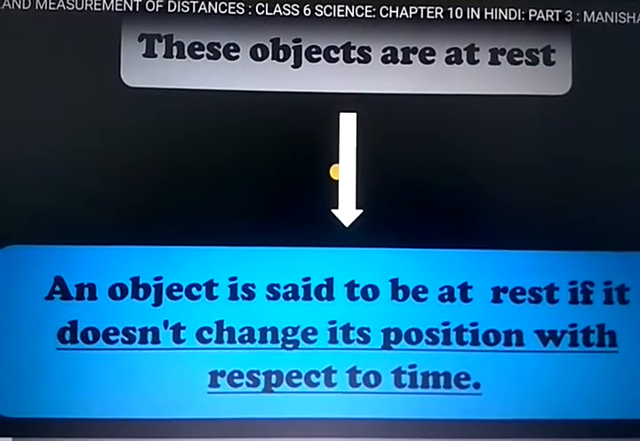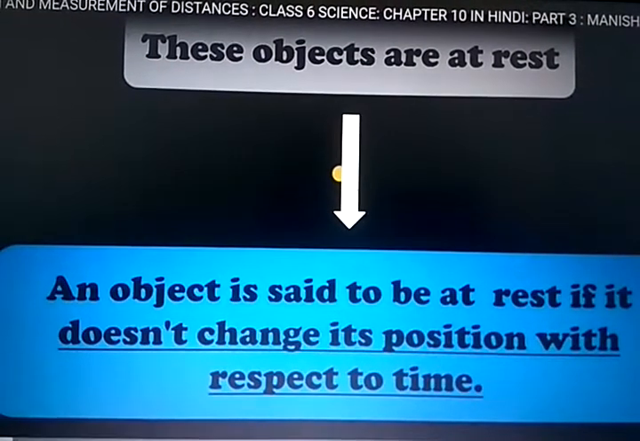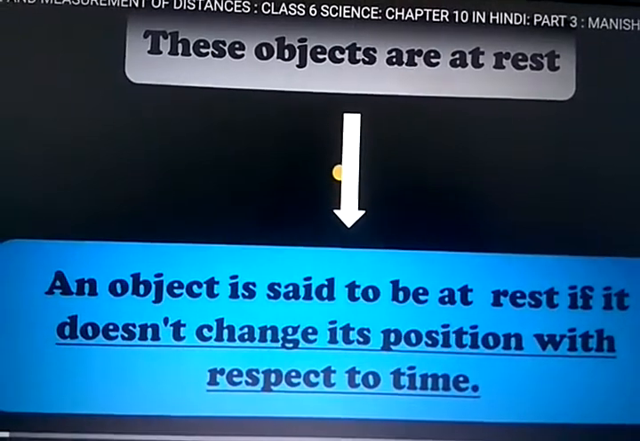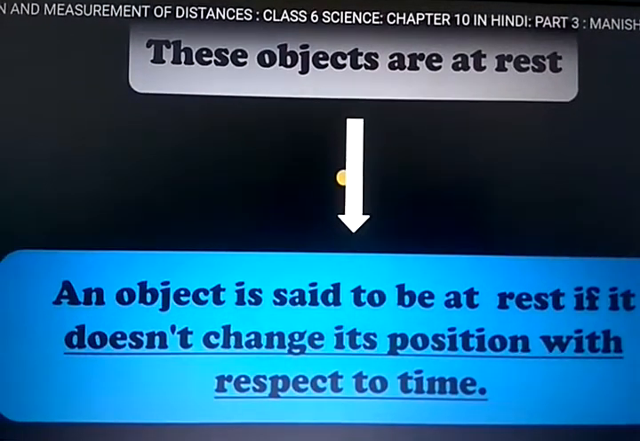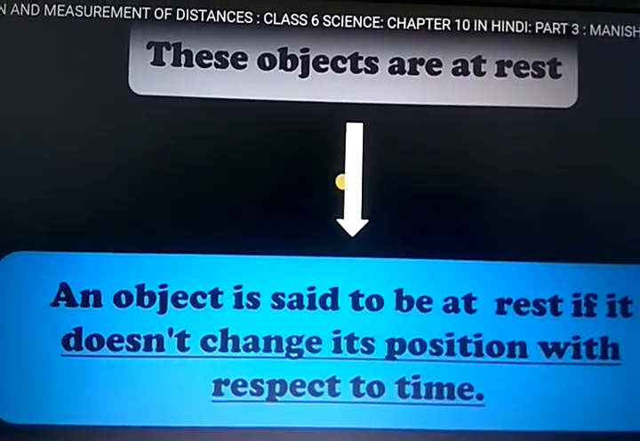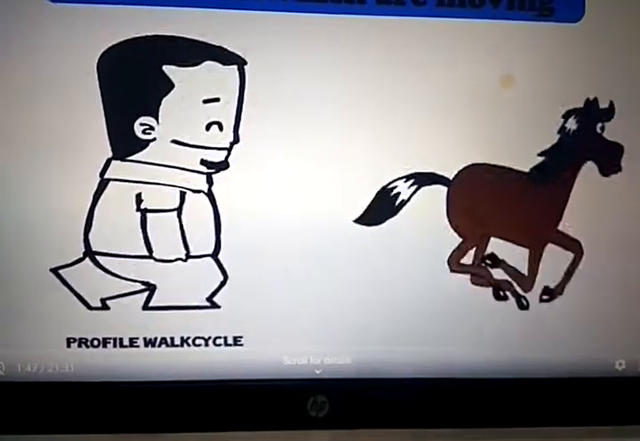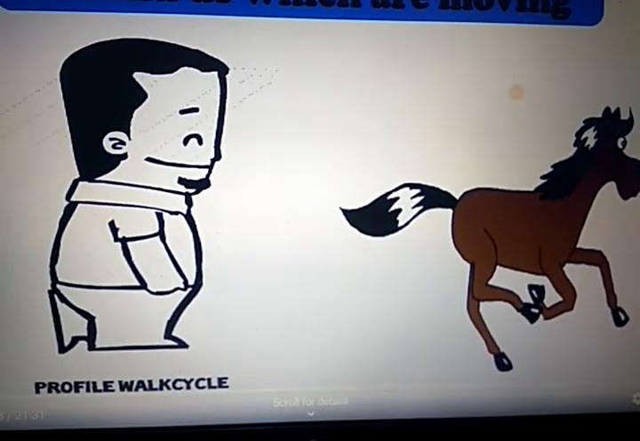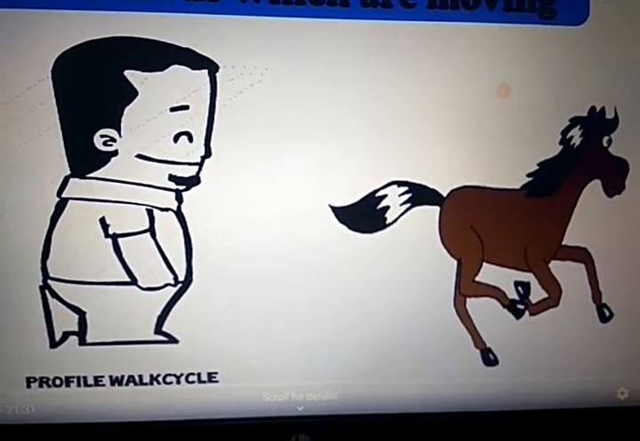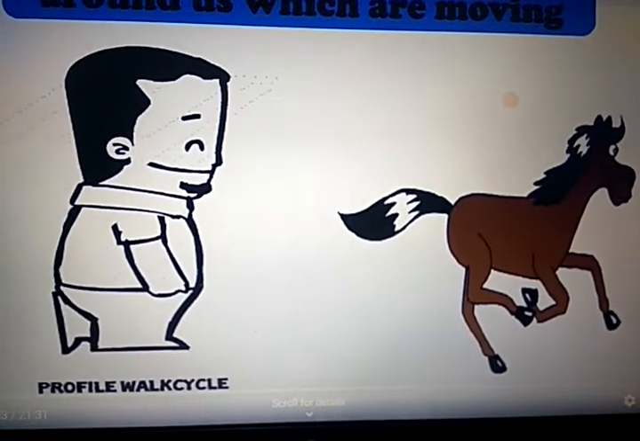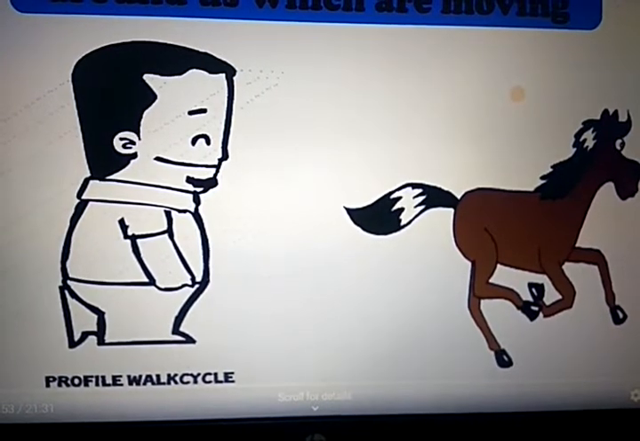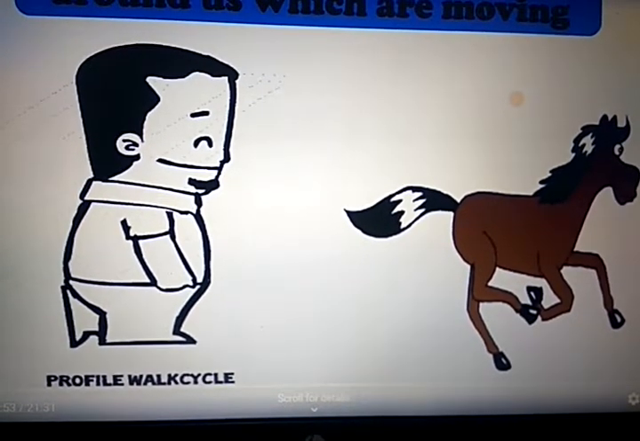So what is the definition? An object is said to be at rest if it does not change its position with respect to time. Meaning it does not move, right? Now here you see, in this case, the person is walking, the horse is running, right? These are objects which are moving with respect to time.